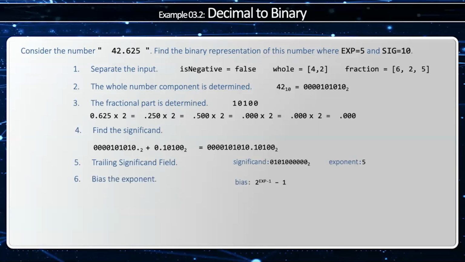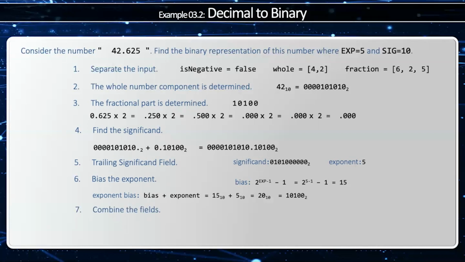So now I'm going to bias the exponent. My formula is 2 to the exp minus 1, minus 1. Exp is 5. 5 minus 1 is going to be 4. 2 to the 4 minus 1 is 15. And then my exponent bias is my bias plus my exponent. Well, my bias is 15 base 10. My exponent is 5 base 10. Add them together, I get 20 base 10. And that is 1, 0, 1, 0, 0. And make sure that's true. That's going to be 4 plus 16, and that is, in fact, 20.